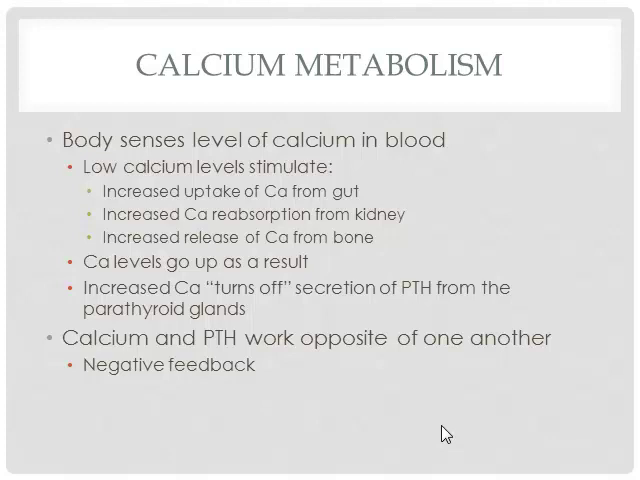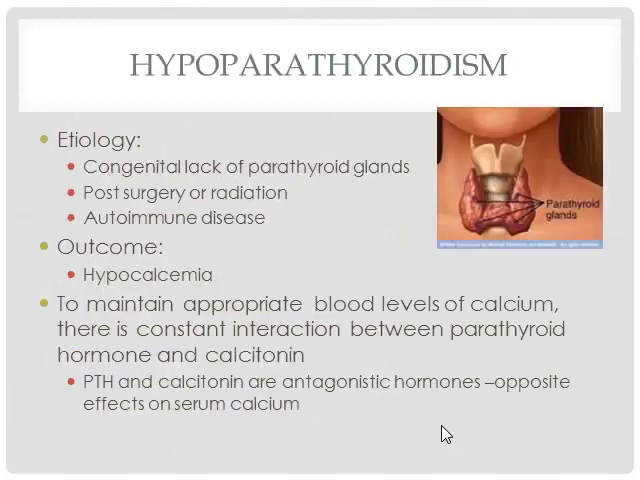We increase the uptake of the calcium from the gut. We increase the calcium reabsorption from the kidney. We might increase the release of the calcium directly from the bone. And because of all of these three steps, the calcium levels should go up as a result. And then the increased calcium will turn off the secretion of parathyroid hormone from the parathyroid glands. So both of these are going to work opposite of each other, and again, that's basically what's happening in a negative feedback loop.